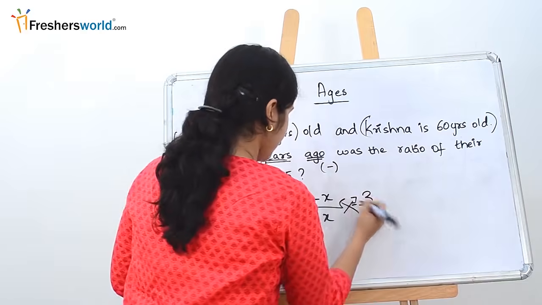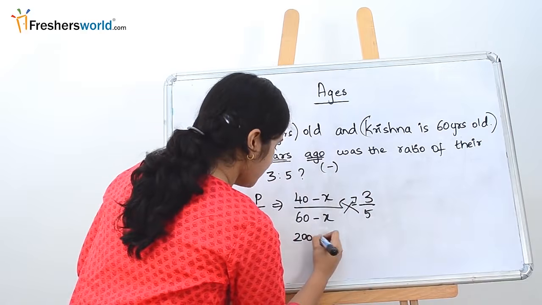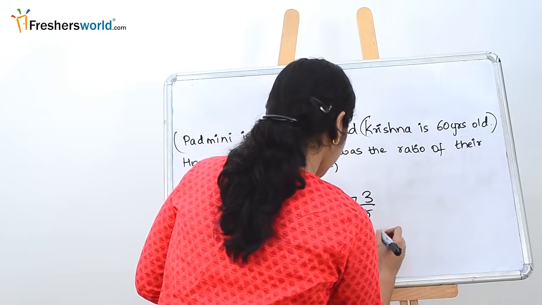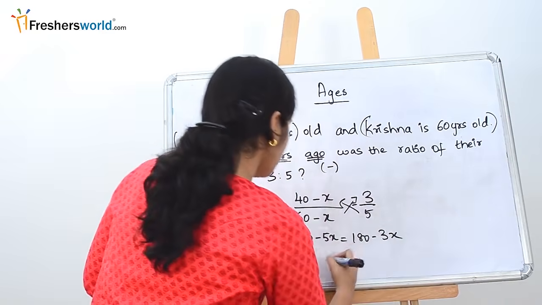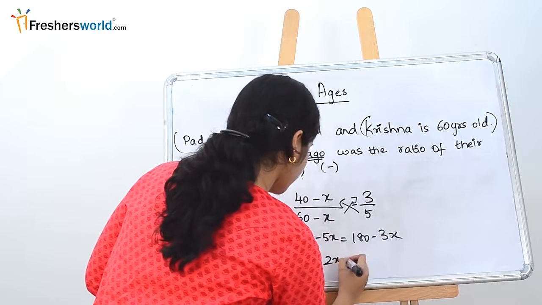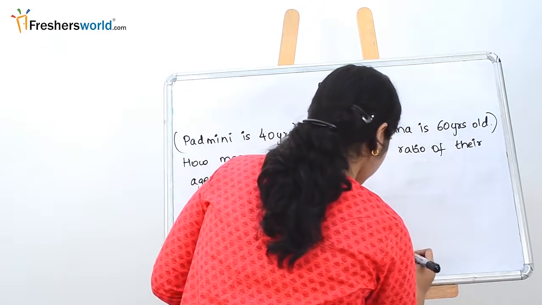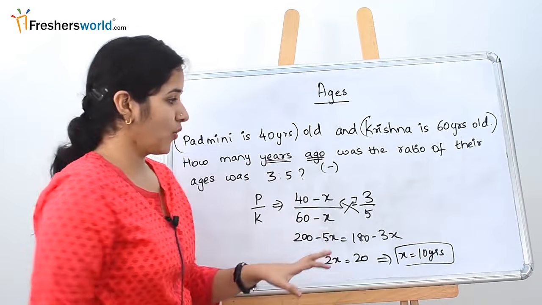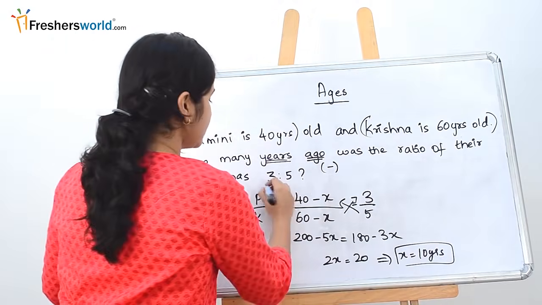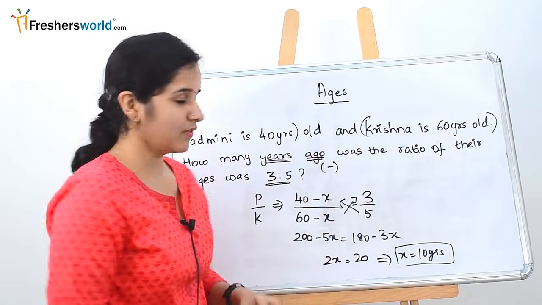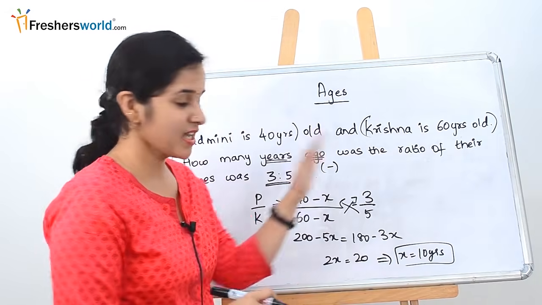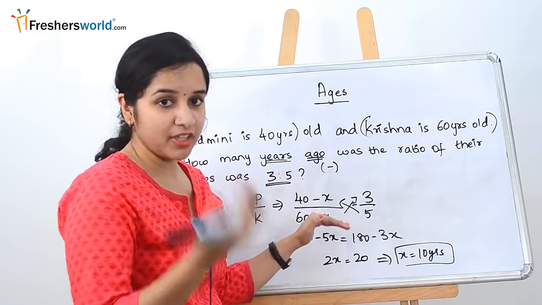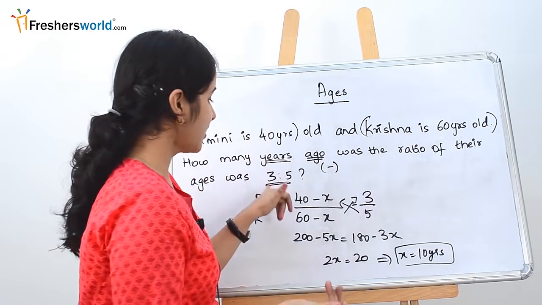Just cross multiply it. So 200 minus 5x is equal to 180 minus 3x. You just move the 5 there. So 2x is equal to 20 and x is equal to 10 years. So 10 years ago, the ratio of their ages was 3:5. How did we solve it? We know their respective ages. We put it in fraction form and put x as the number of years ago and equate it to the ratio that they have given.